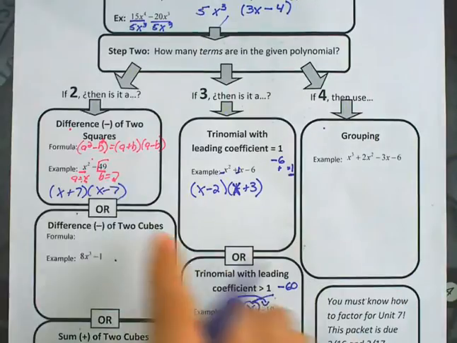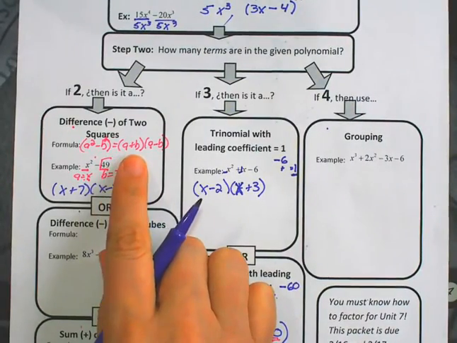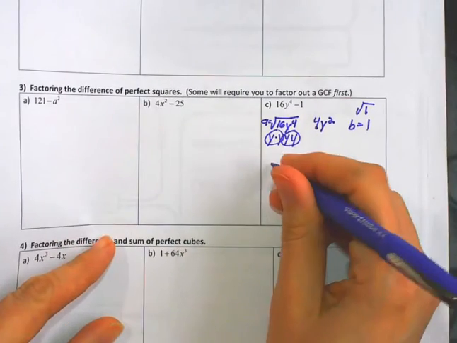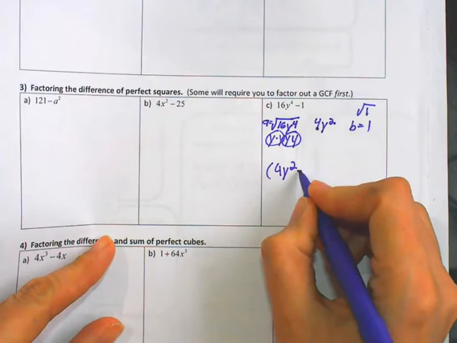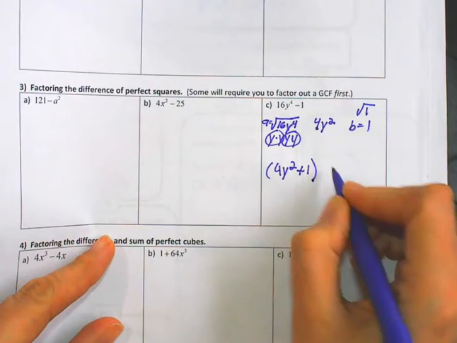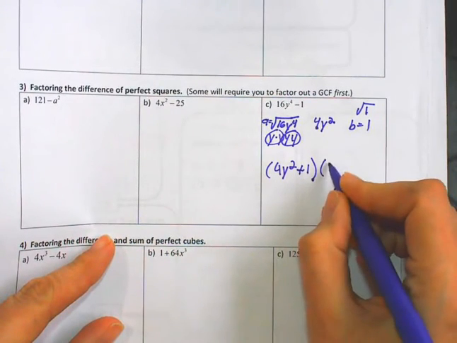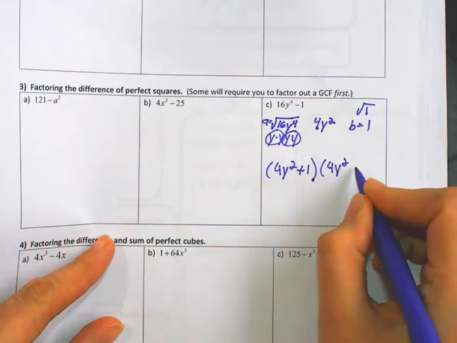Then we can go back to our formula now that we know a and b, and we're going to substitute 4y squared plus 1 and 4y squared minus 1.